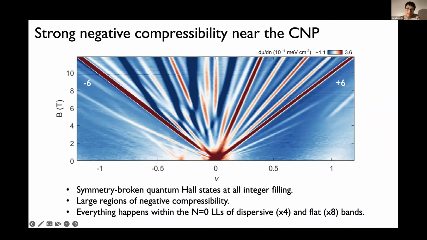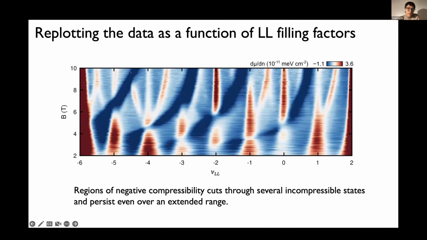The largest slope that we see is ±6, which means that everything is happening within the n = 0 Landau level, between the dispersive and the flat band, and the head count works pretty well. Because everything happens within the n = 0 Landau level, we can replot this as a function of Landau level filling, and then you start to get a better handle on what's going on.